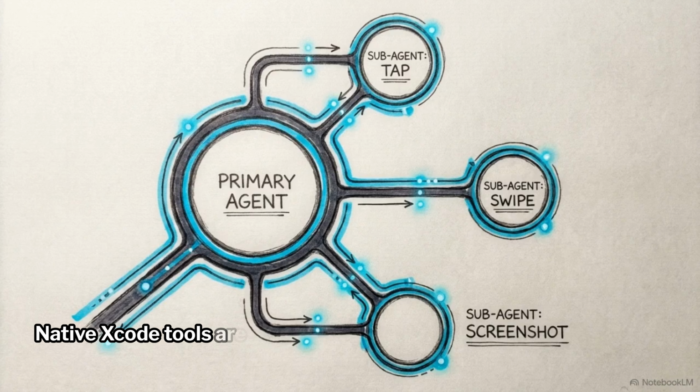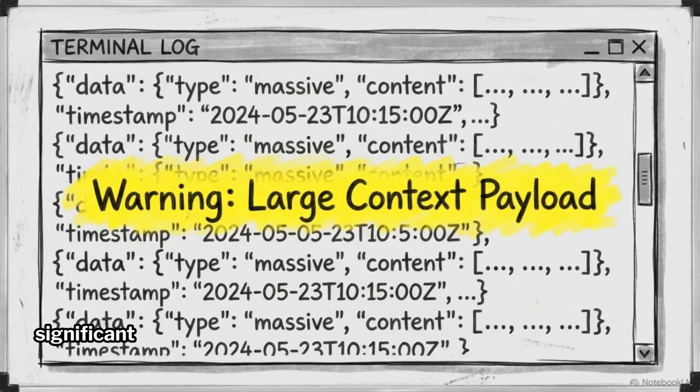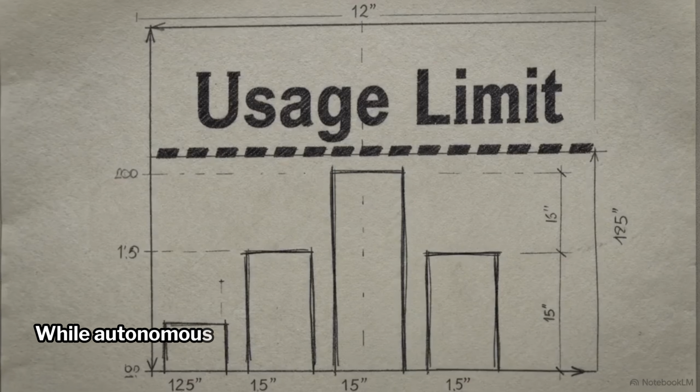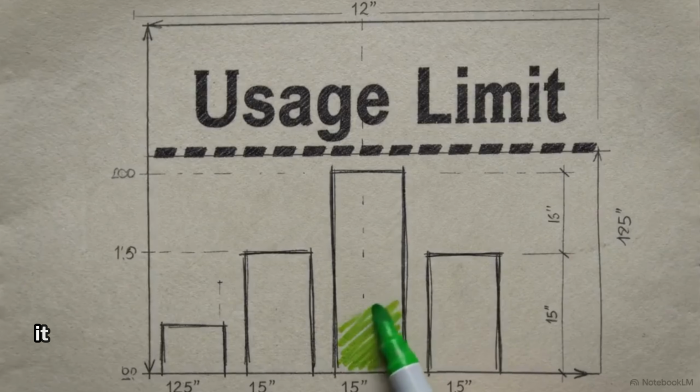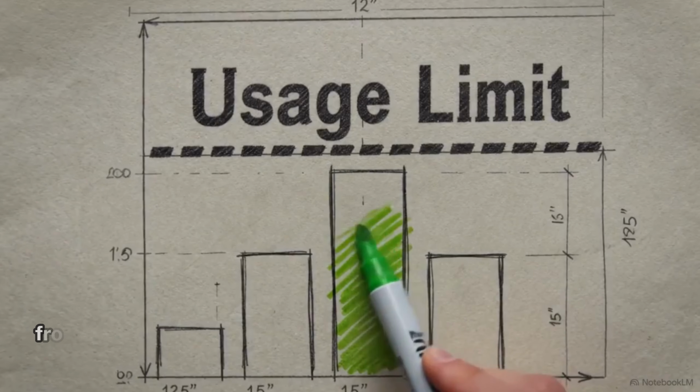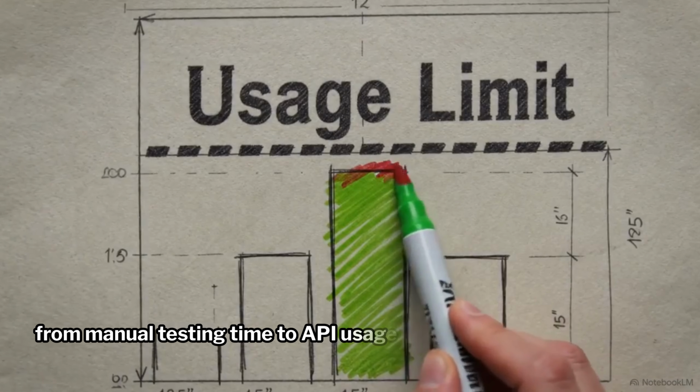Native Xcode tools are precise, but they operate by spinning up specialized subagents for each individual tool call. This subagent approach requires significant context to be passed back and forth, which increases the total token usage for each test. While autonomous validation provides precision, it moves the primary engineering cost from manual testing time to API usage.